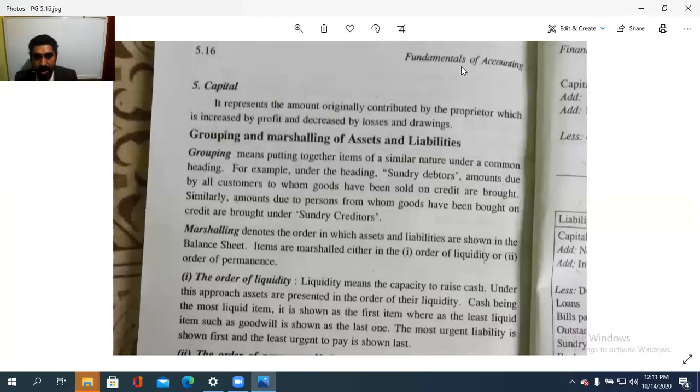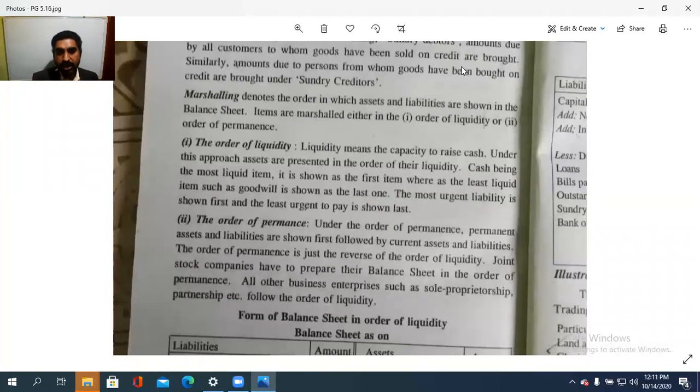That is grouping. Marshalling denotes the order in which the assets and liabilities are shown in the balance sheet. Items are marshaled either in the order of liquidity or in the order of permanence. Okay, what is the order of liquidity and what is the order of permanence? Liquidity means the capacity to raise cash. The order is based on how readily cash can be generated.